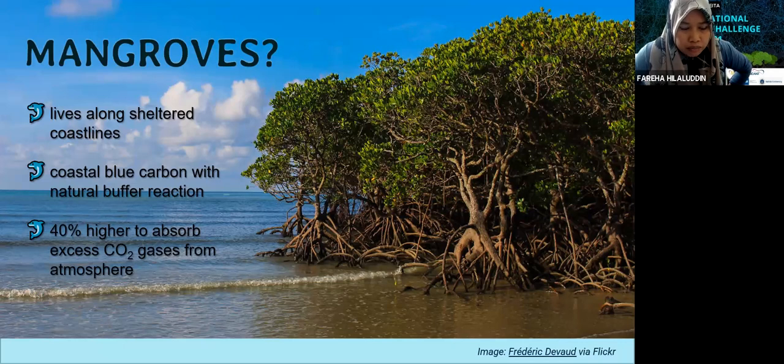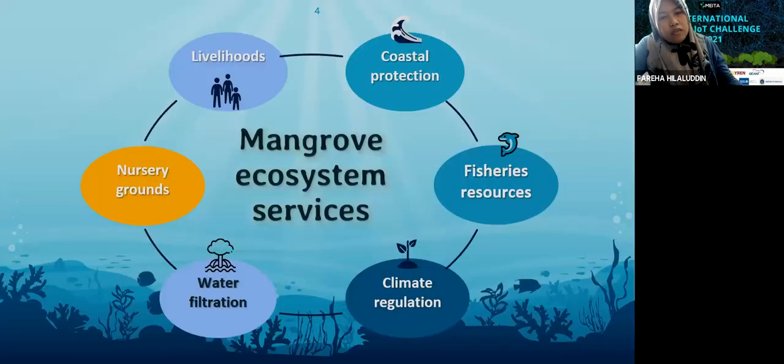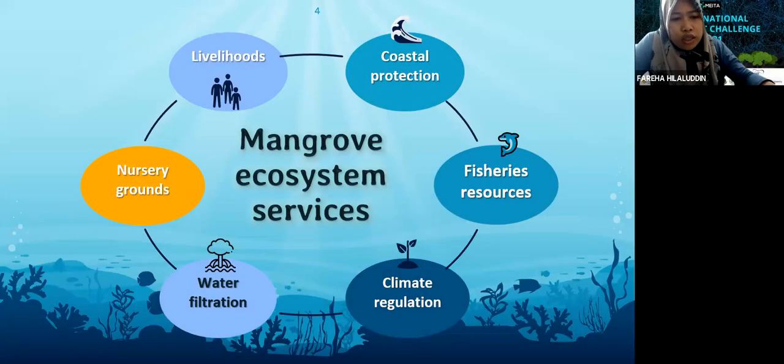Terrestrial trees, including mangroves, can absorb excess carbon dioxide gases, and mangroves can absorb 40% higher than terrestrial forest. So that's why we need to conserve our mangrove ecosystem to limit the excess carbon dioxide gases in the atmosphere. Okay, so let's see.